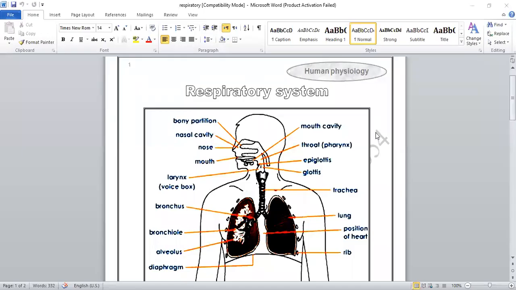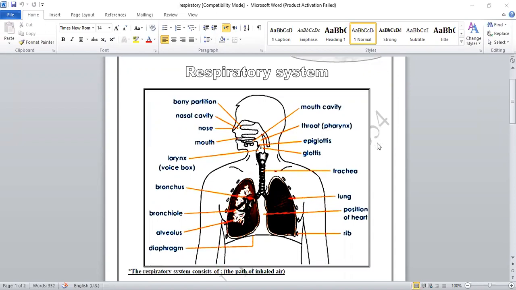Now we will talk about the respiratory system. A respiratory system is a very, very important system inside our bodies. It helps the body to take oxygen from air and expel the waste: carbon dioxide, excess water, harmful gases outside the body.